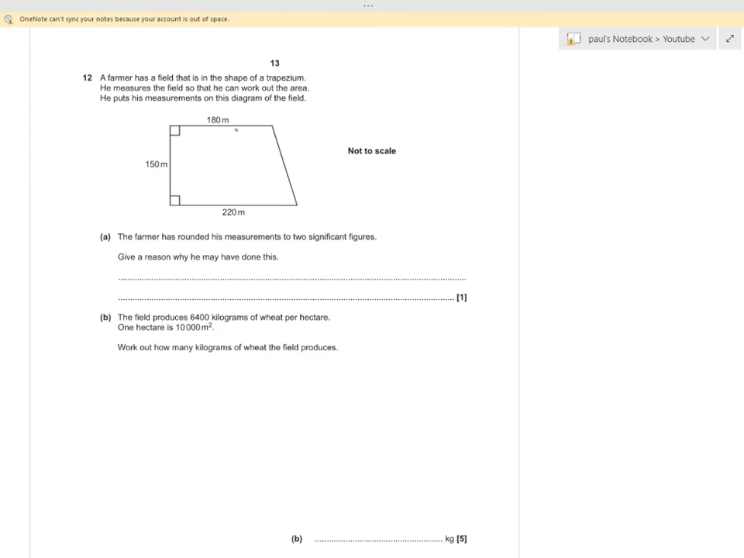A farmer has a field in the shape of a trapezium. He measures the field so he can work out the area, and he puts his measurements on a diagram. The farmer rounded his measurements to 2 significant figures. Give a reason why he may have done this. I don't know. To make it easier, I suppose.